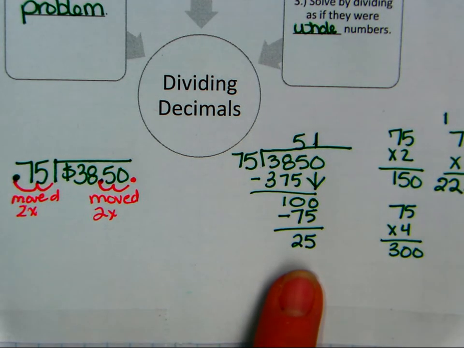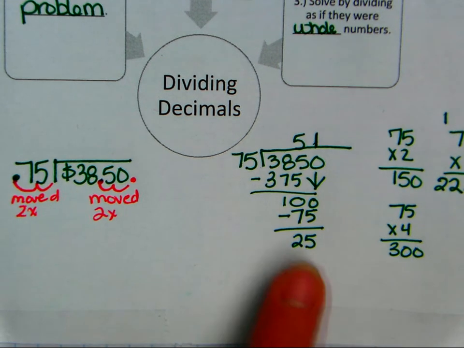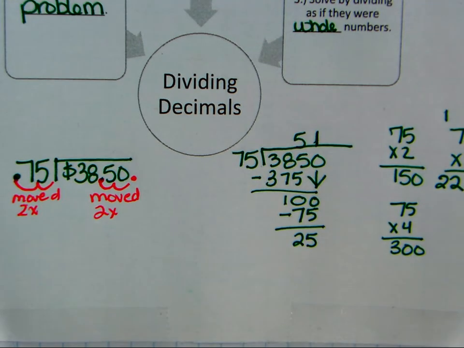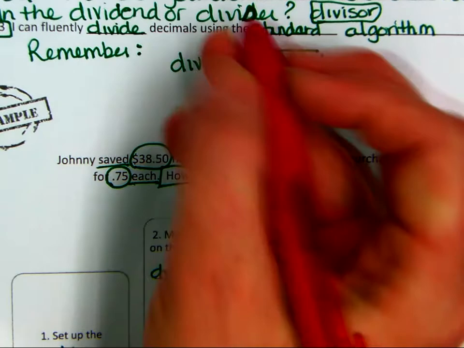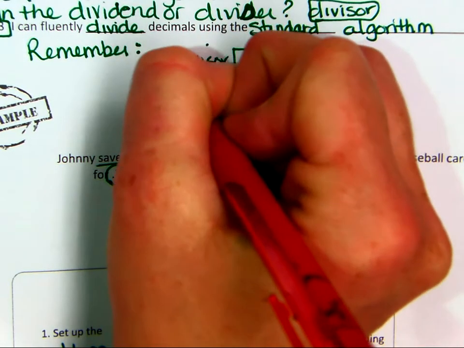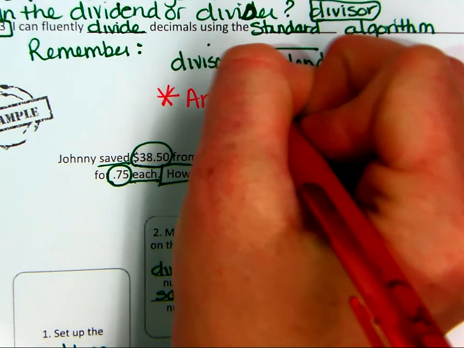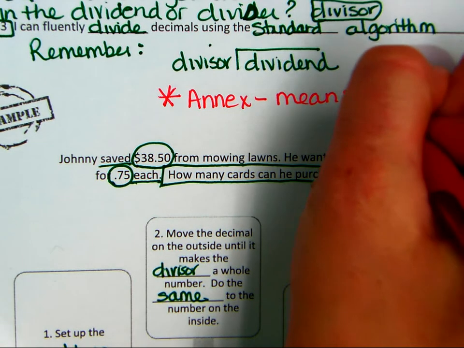Now, I could do a couple things. I could write remainder 25, or I could do 25 over 75, which would be 1/3, and write it as a fraction. Or I can start annexing zeros. So to do this, I want us to come up here where we wrote our note earlier, and I want us to do another note. And that note is that annex means add zeros.